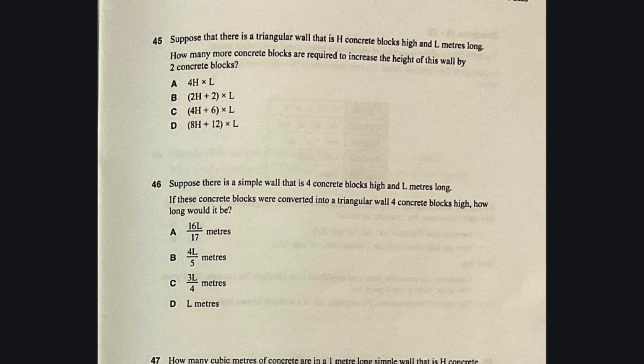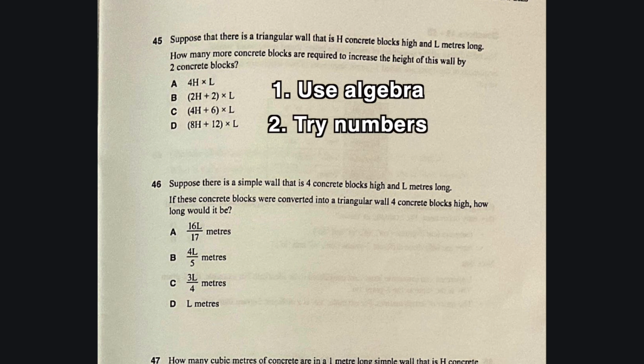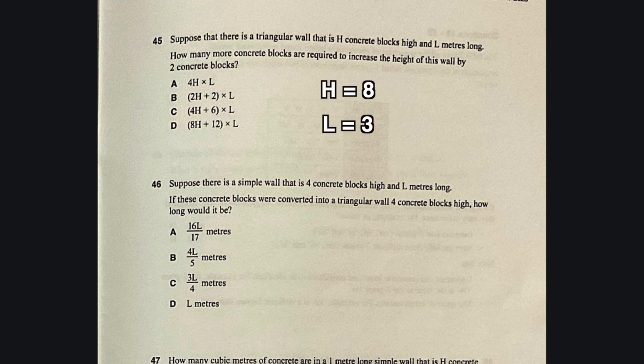Question 45. Suppose that the triangular wall is H concrete blocks high and L meters long. And how many concrete blocks are required to increase the height of this wall by 2 concrete blocks? Another note with questions like this is that there are kind of 2 strategies. One is you use algebra, so you use the letters you're given, H and L. The second strategy is that you just give H and L values. So you say H is 8, L is 3, make them kind of random so you won't get answers by coincidence, and you can just try out the solutions A, B, C, D and see which one is correct.